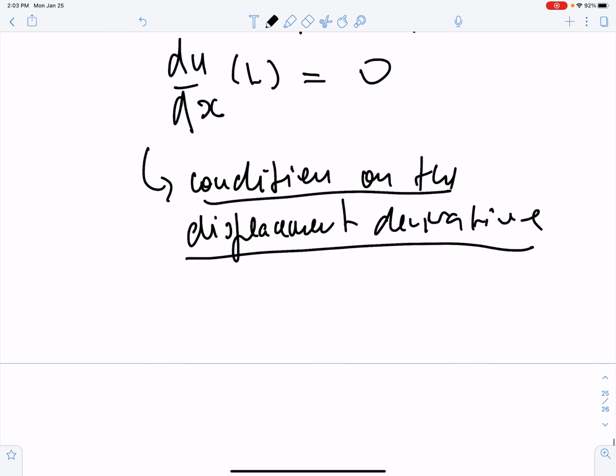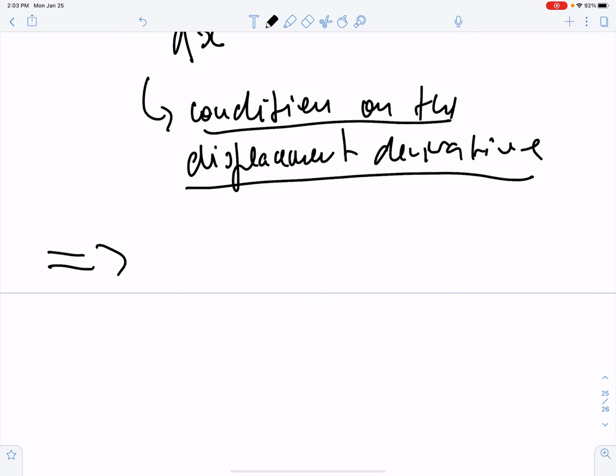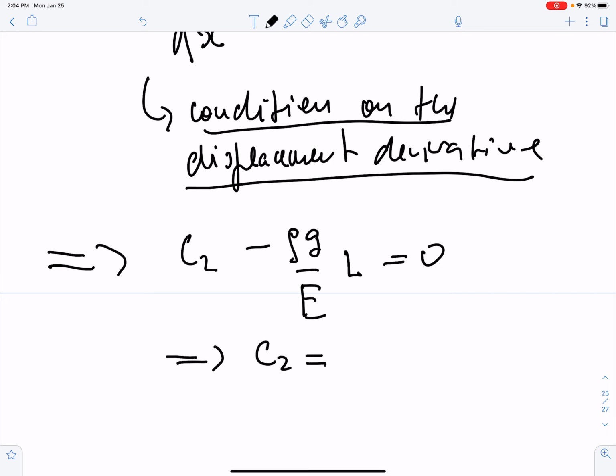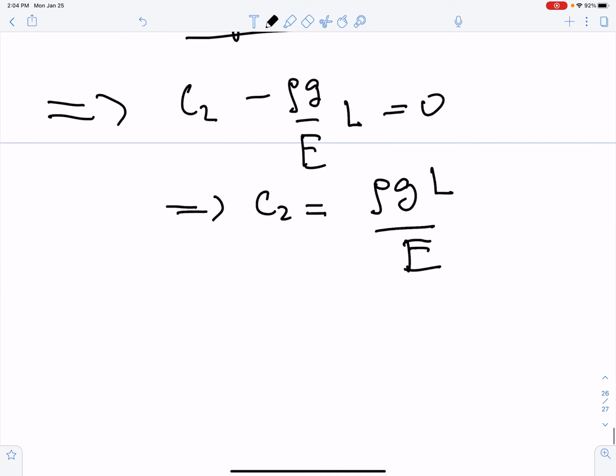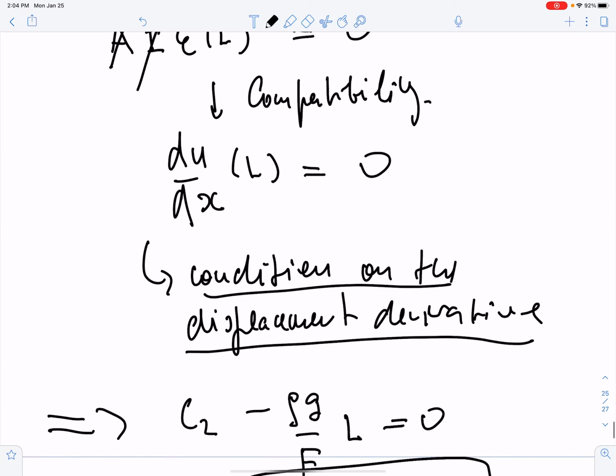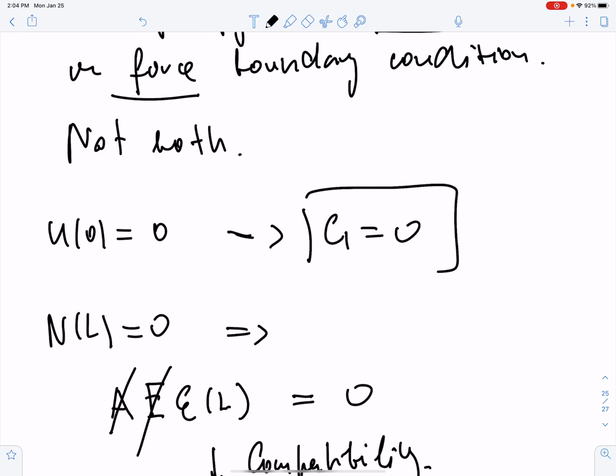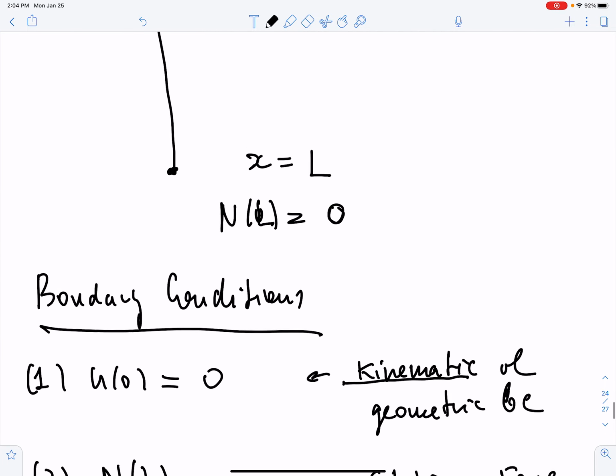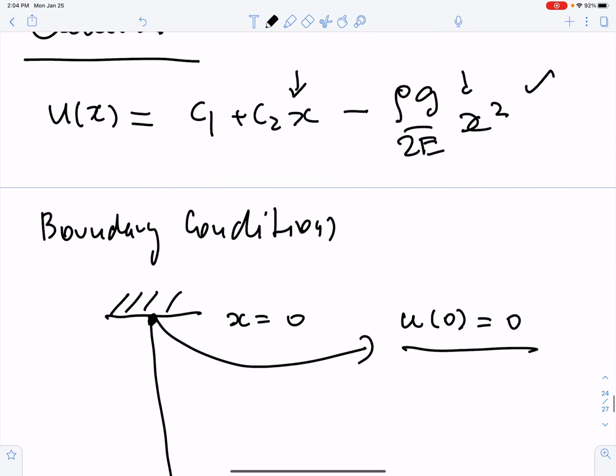All right. And so then if you crunch through the math, you find that C2 minus rho G over E L equals 0, the implication being C2 equals rho G L over E. Then you nail down the second constant, and you are done at this point. Just need to put everything together. So we have the constants, we have the general expression here, so we can finally state the solution.